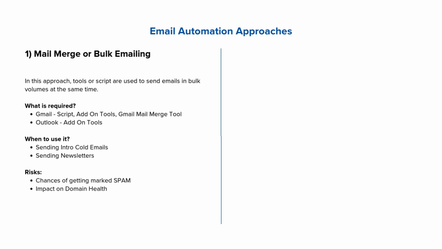One reason is you are sending all the emails in one go without any buffer time. It can also hurt your domain health if you are not doing it at proper intervals. The next approach is drip campaigning or email sequencing.